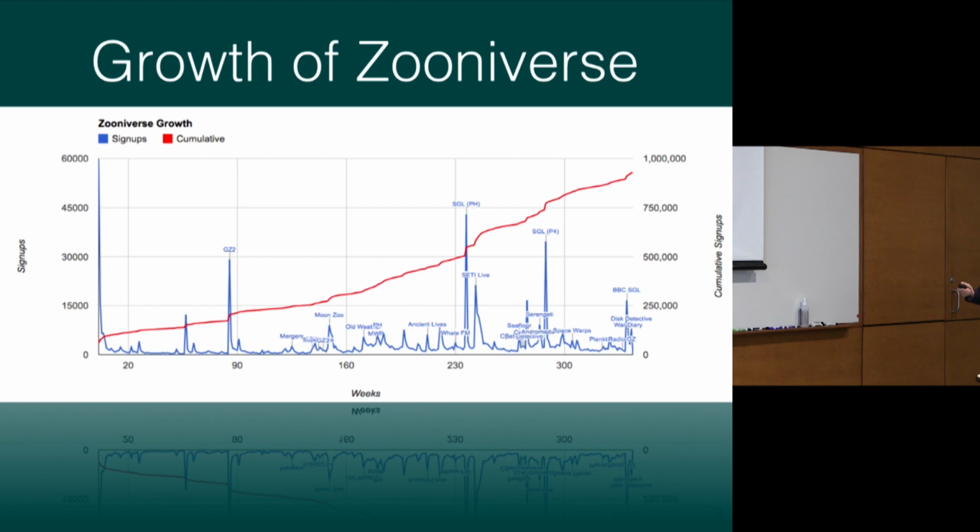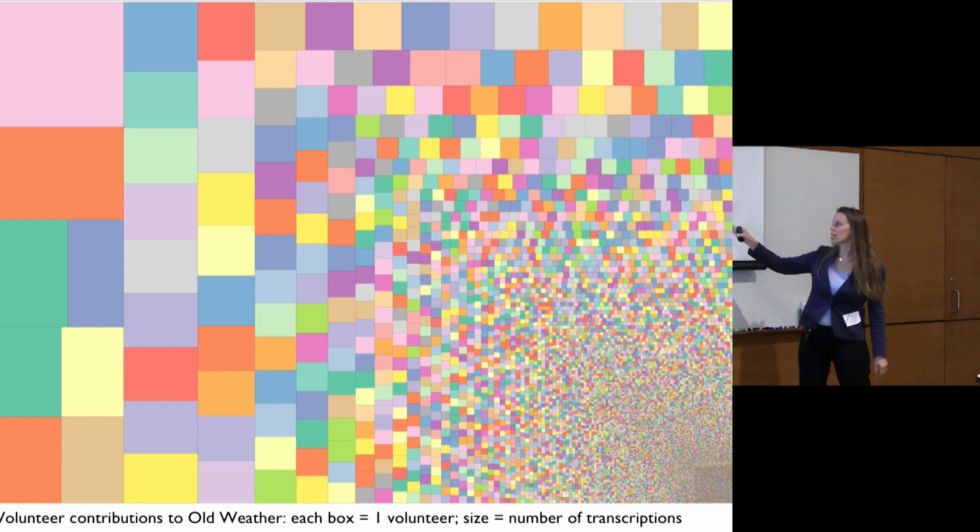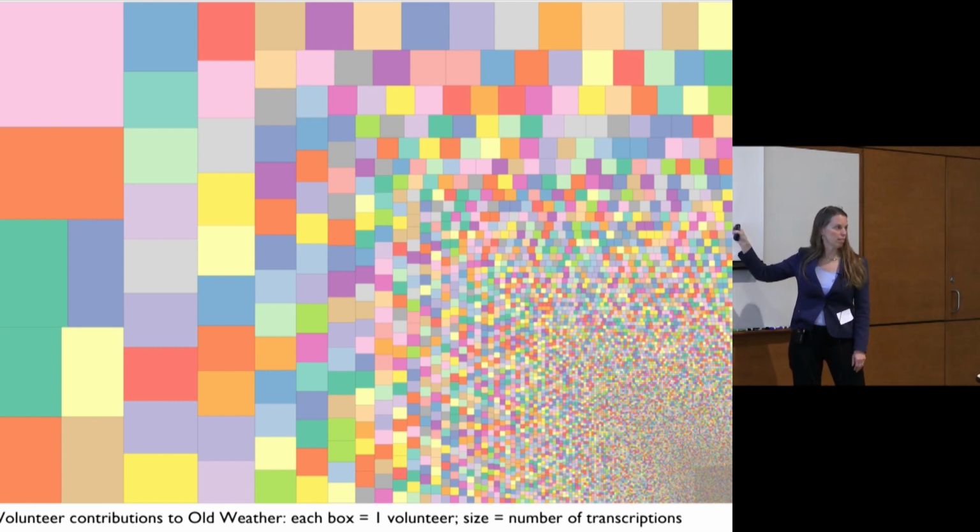So I'm going to speed up a little bit here. So the Zooniverse has grown a lot. You can see that each time we launch a project, there's a spike in the number of registrants, and then the cumulative registrations, of course, continue to accumulate. This tells you the value of even a small number of clicks.